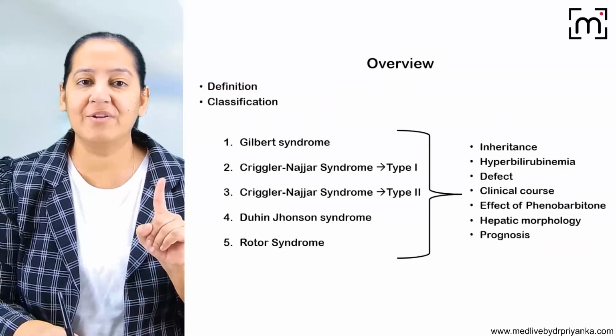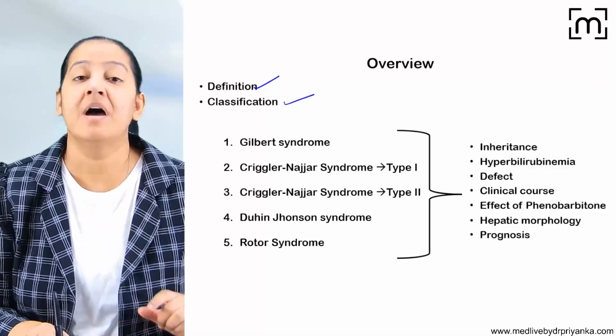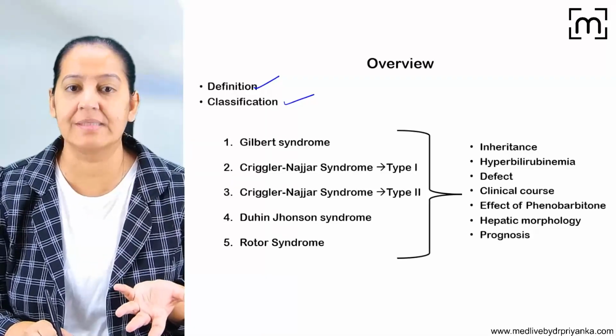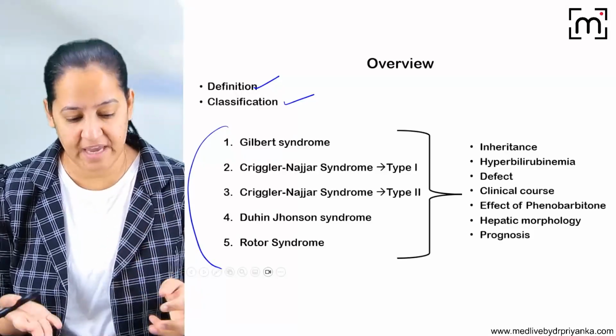So first of all, I will let you know the definition of neonatal jaundice. What do you mean by neonatal jaundice? Then we will see its classification. Among the classification, there are many causes, but 5 are ultra important. Then we will see the details of the 5. Which 5? Can we see the 5?